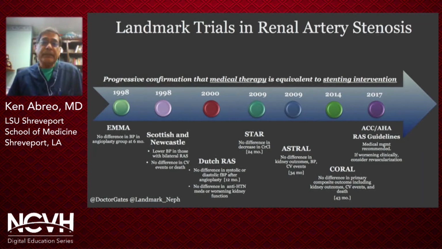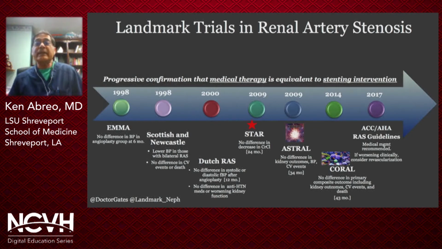several landmark trials. The more recent ones, called STAR, showed no difference between stenting versus medical therapy at 24 months. Then came ASTRAL, which progresses from the STAR. Again, no difference in kidney outcomes, blood pressure, cardiovascular events at 34 months. And finally, the CORAL trial in 2014 showed no difference in primary composite outcome, including kidney outcomes, cardiovascular events, and death at 43 months of follow-up, showing that medical therapy is equivalent to stenting intervention. And that made the American Heart Association in 2017 recommend medical management as a primary treatment for renal artery stenosis.